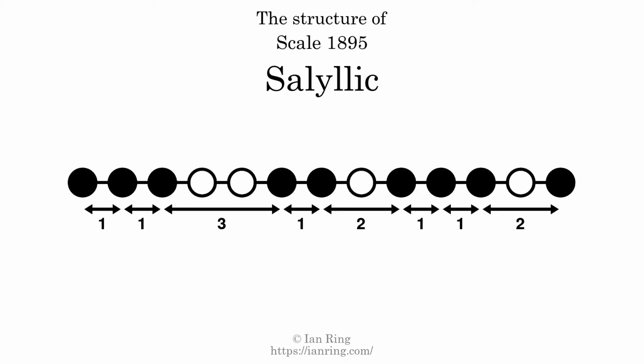The structure of a scale is a description of the interval distance between each successive tone. This scale has a structure of 1 1 3 1 2 1 1 2.